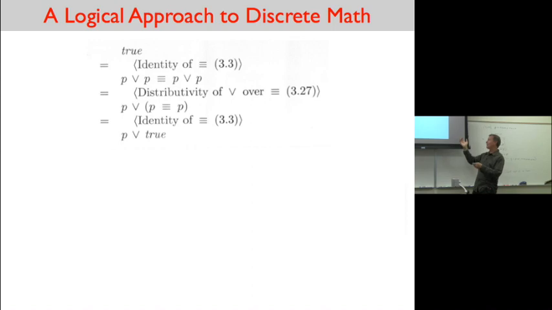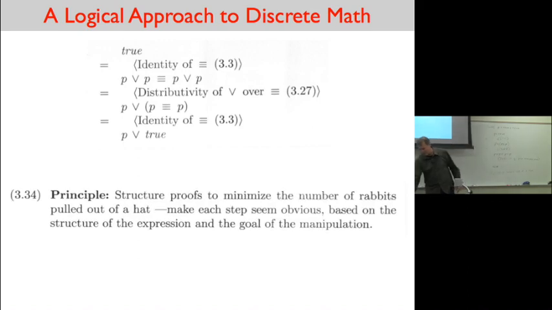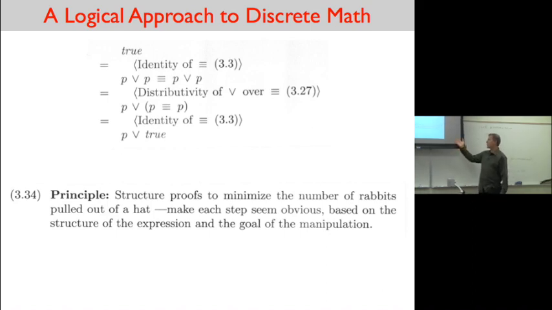Well, now you've got P or P equals P or P. How did you know to go true for P or? You're making it more complicated. You see what I mean? So here's the principle. Don't do that. The principle is: structure proofs to minimize the number of rabbits pulled out of a hat. Make each step seem obvious based on the structure of the expression and the goal of the manipulation.